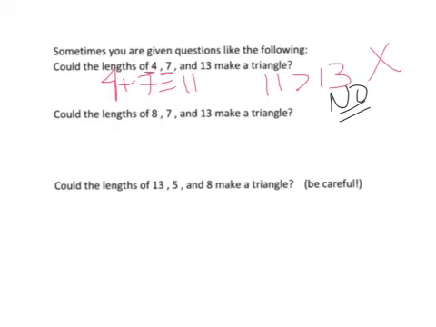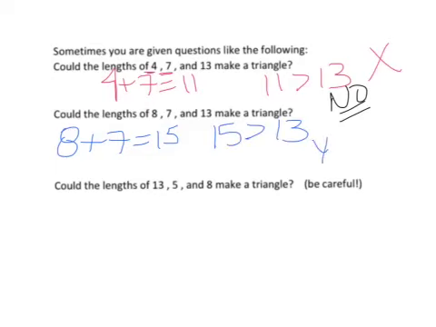Okay. Another example, could the lengths of 8, 7, and 13 make a triangle? So I'm going to do 8 plus 7, which is 15, and I'm going to compare that to 13, and the answer would be yes, because the sum of the two smaller sides is greater than the third.